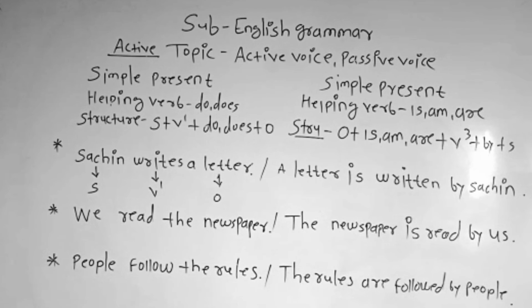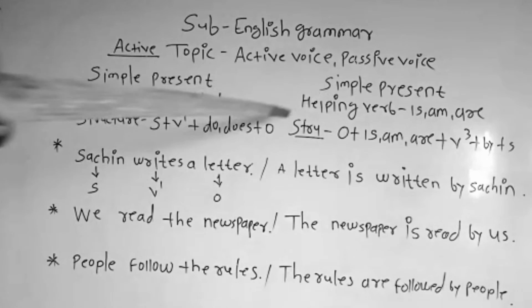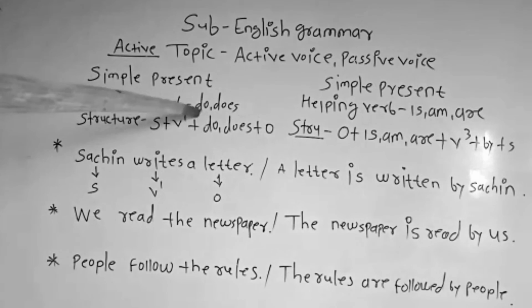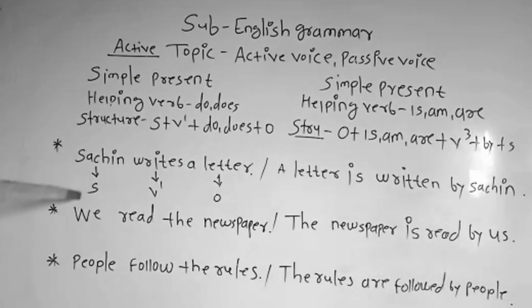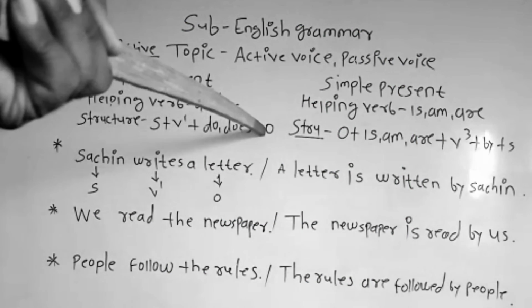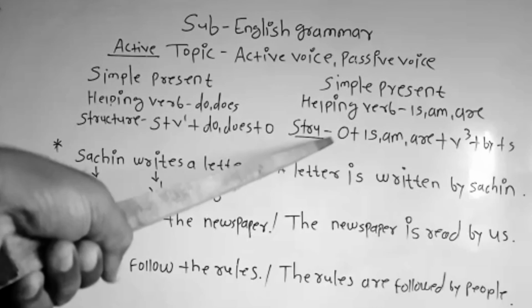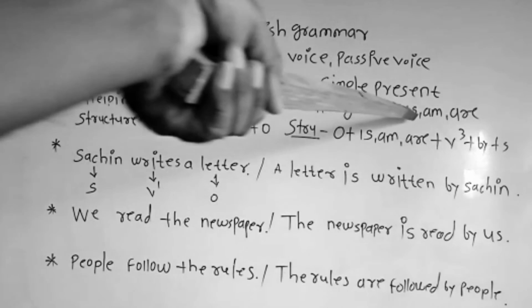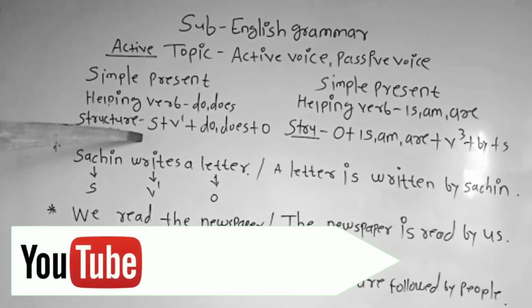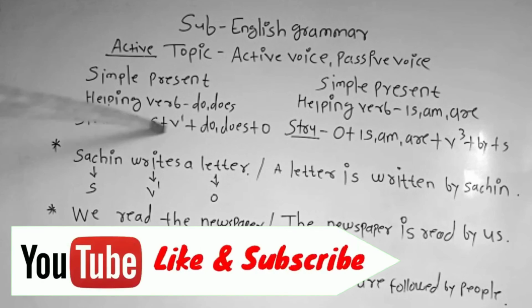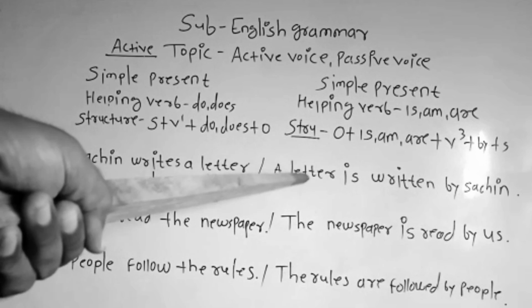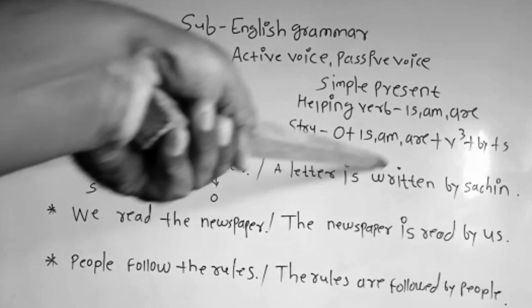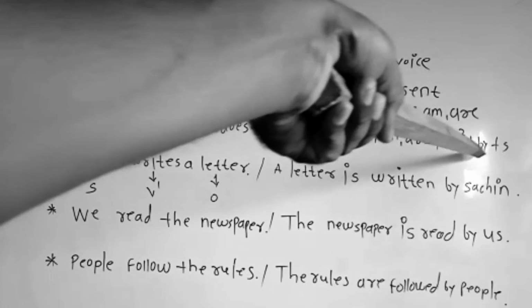So students, here let me remind you that in the simple present tense, both active voice and passive voice, there are changes in the helping verb, that is do/does and here is, am, are. And there is a change in the structure. Here first subject, then V1, then object, isn't it? And here we have to take first the object, then the helping verb, then V3 compulsorily, then by plus subject.